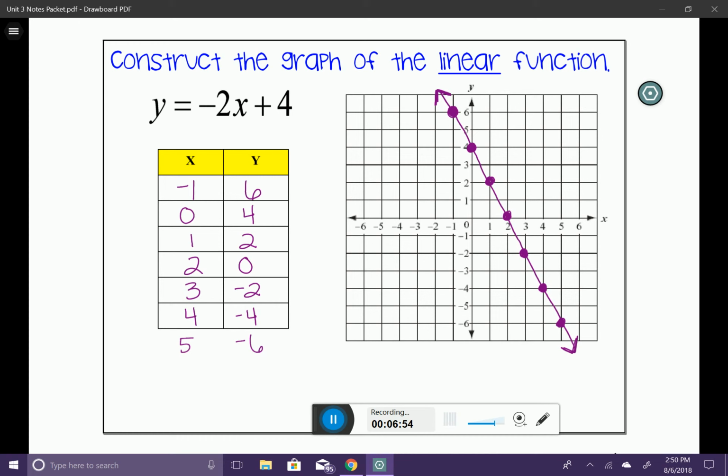Now, to check yourself, go ahead on your graphing calculator and just press the graph button. The graph that pops up should look identical to what you see on your coordinate plane that you did by hand. Okay, let's try another one.